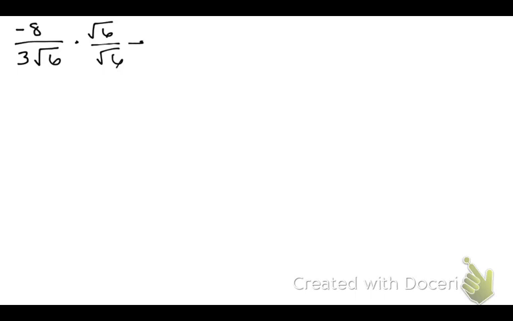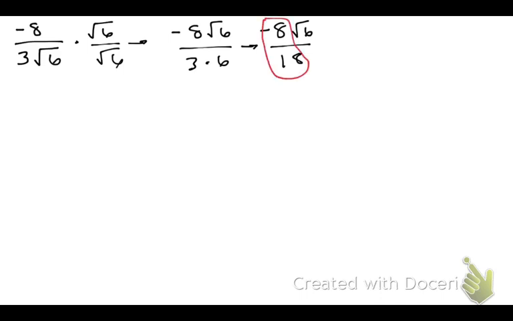And that's going to give us negative 8 root 6 over 3 times 6. And we know that 3 times 6 is 18, so we have negative 8 root 6 over 18. And now we just need to look and see, does the fraction negative 8 over 18 reduce at all? And it does. So we're going to keep going a little bit further with this.